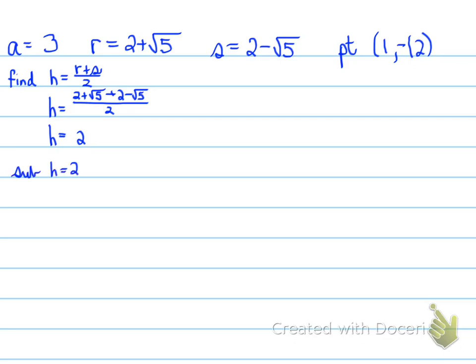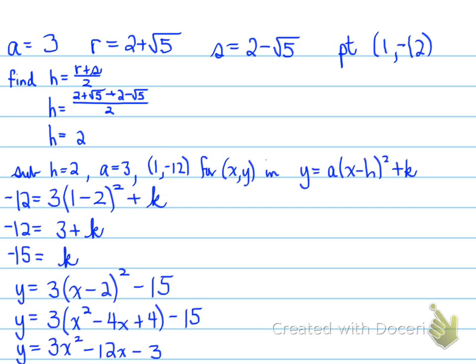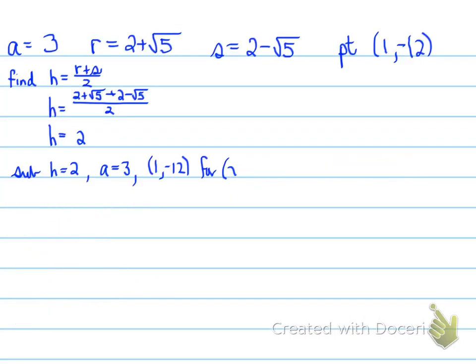Now, we sub the H value of 2, the A value which we found out, and, okay, that might be a little too fast. Let's move a little bit backwards. A value is 3. Our coordinates (1, -12) for x and y go into the vertex form to find K.